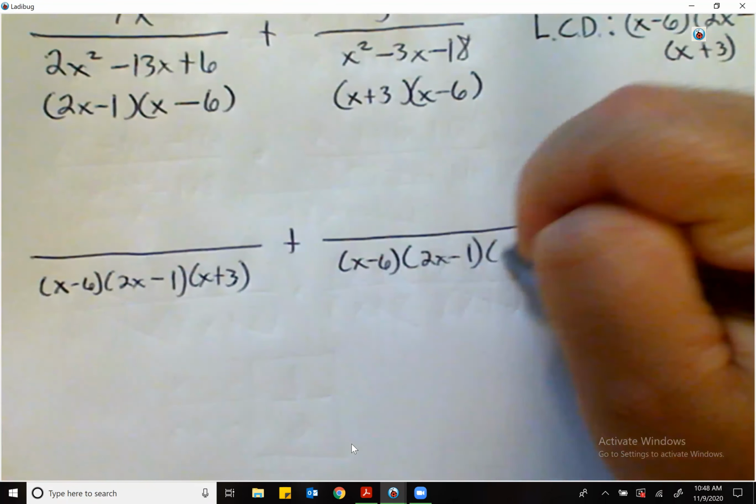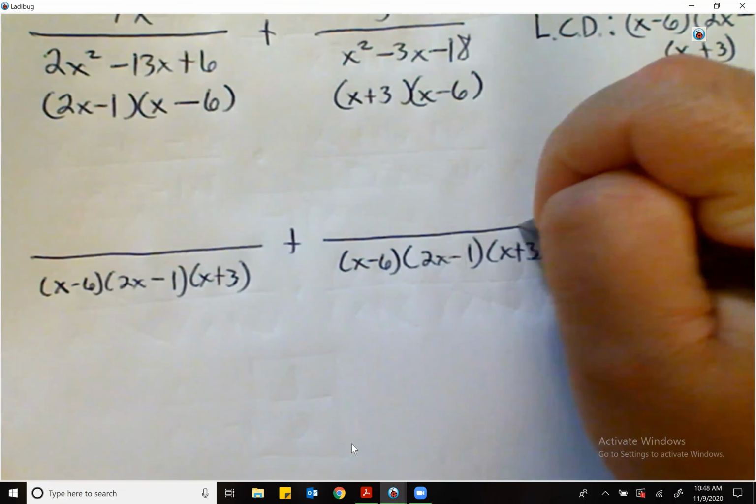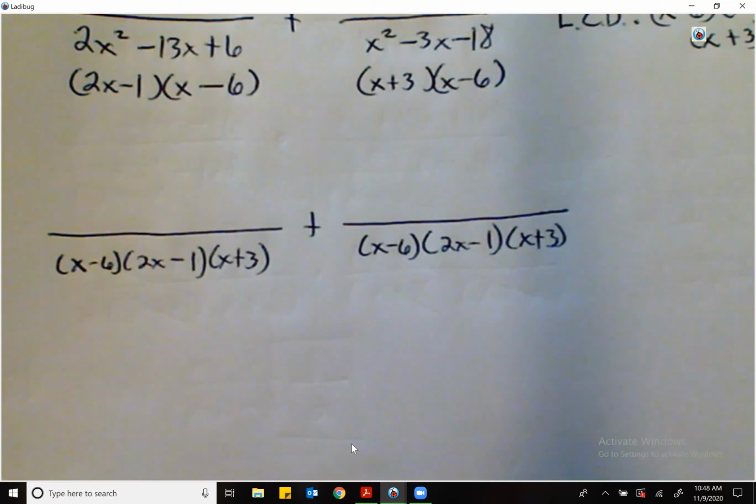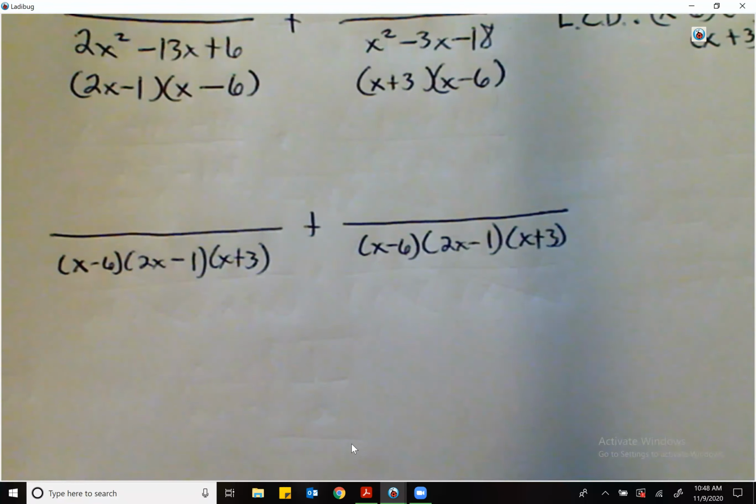So what's going to happen when I take x plus 3 times 7x? It's going to be 21x, and 7x squared in the front. You've got to distribute this through. The 7x will multiply the x, and the 7x will multiply the 3. So 7x times x is 7x squared, and 7x times 3 is 21x.